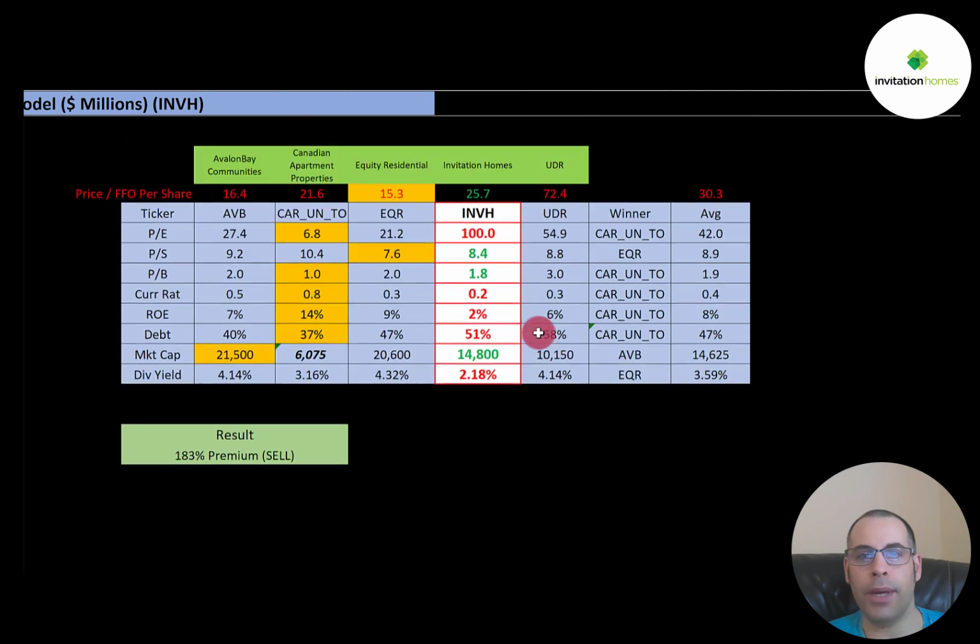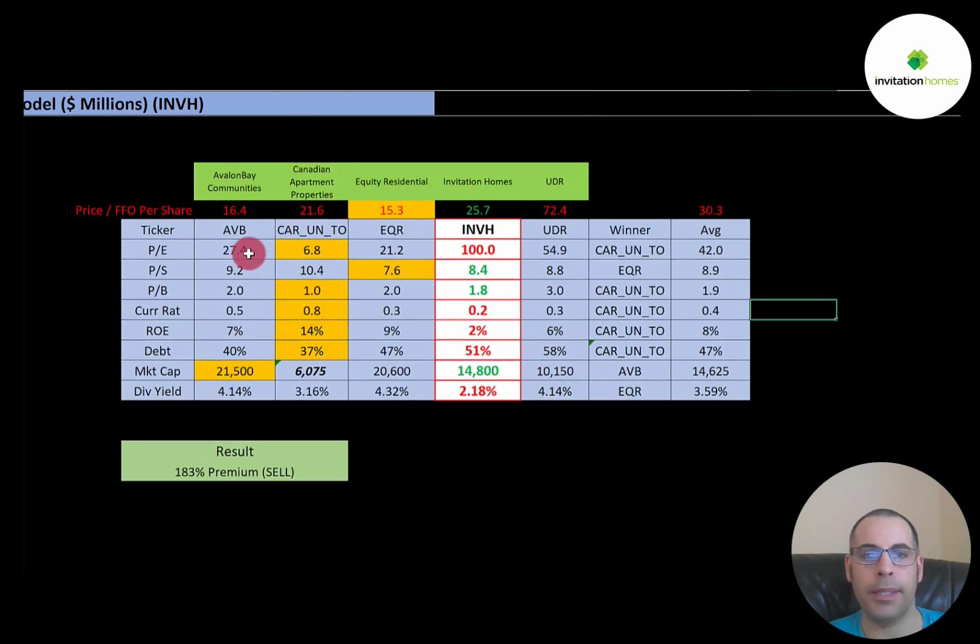The best way to look at ratios is to compare them to similar companies. I've done videos on Avalon Bay, Canadian Apartment Properties, Equity Residential, and UDR, all in the same industry as Invitation Homes. If Invitation has a number in green, they're better than the average. If they have a number in red, they're worse than the average. So the important ratio in REITs is the price over funds from operations per share. They are better than average at 25, but I like to see below 15 for this ratio, so I think 25 is still kind of high.